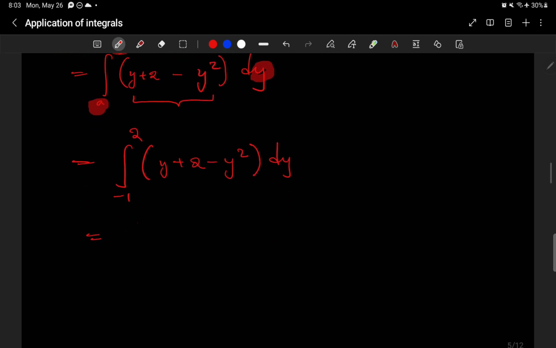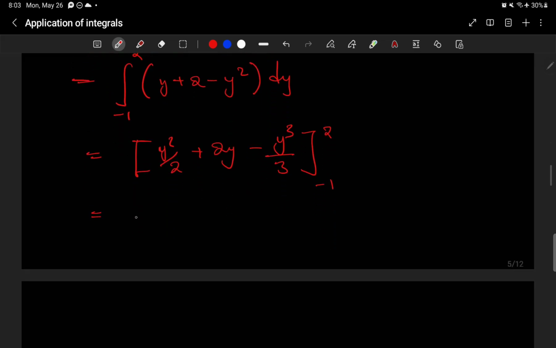So when we integrate, what do we get? We get y squared over 2 plus 2y minus y to the power 3 over 3. This is from minus 1 to 2. So now we substitute our limits, upper limit first. So this is going to be 2 to the power 2, that is 4 over 2. 2 there, that is 4. 2 there, to the power 3, that is 8 over 3.